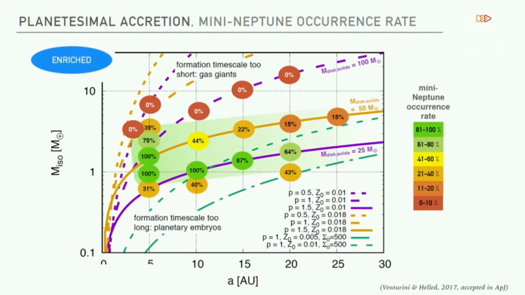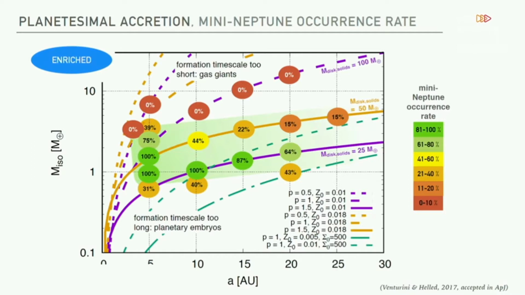And then we also did simulations with planetesimal accretion. In this case, it's plotted for different distances from the star and as a function of the isolation mass. The isolation mass is the mass of solids the planet accreted at the end of phase 1 of Pollack. If the isolation mass is very high, then the gravity is very important, so it will start to accrete gas very fast. That's why in these cases it's not likely to form a mini-Neptune. We end up with gas giants.